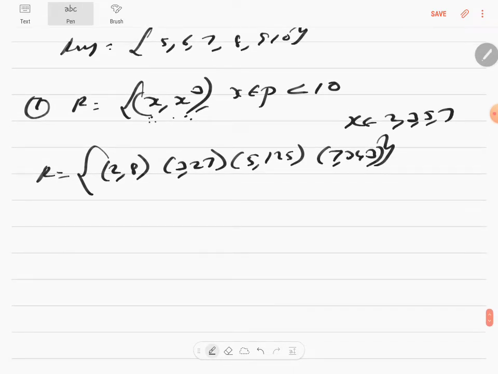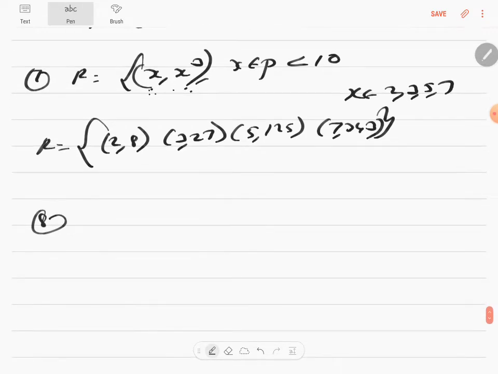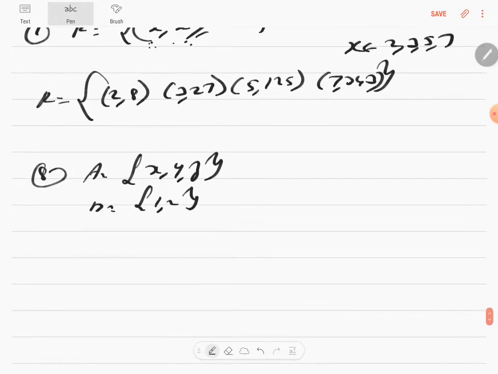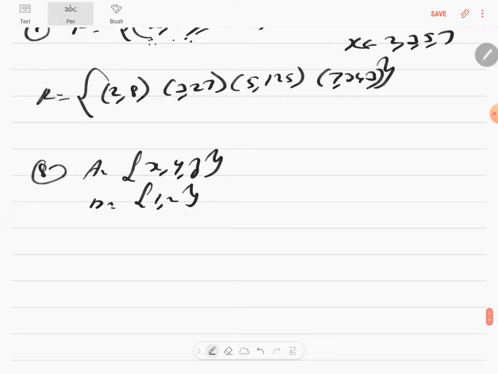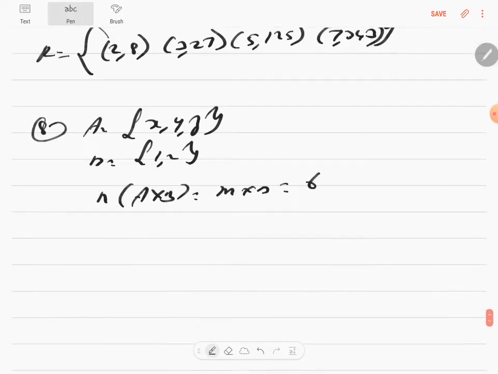So let's go to the next question, which is the 8th question. A is equal to {x, y, z}, B is equal to {1, 2}. The number of relations from A to B, m into n. The number of relations from A to B is m into n, which is 3 elements and 2 elements, so 6 elements. Are you clear? Yes.